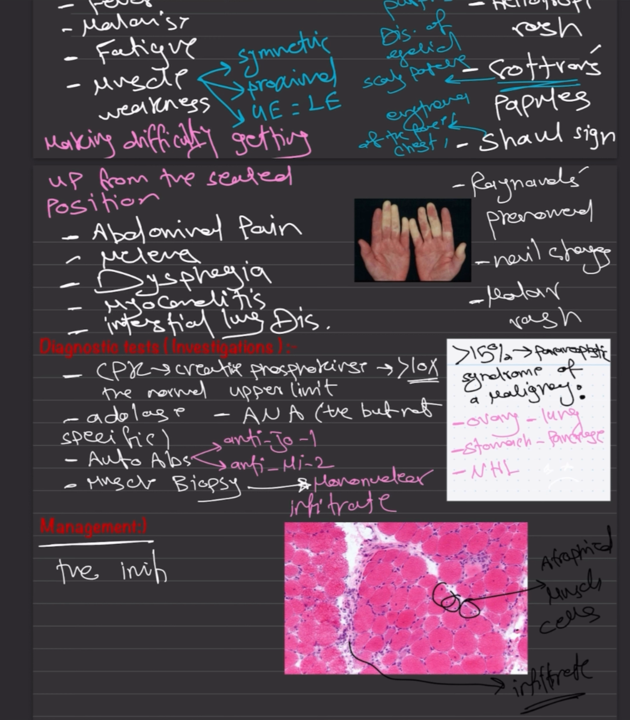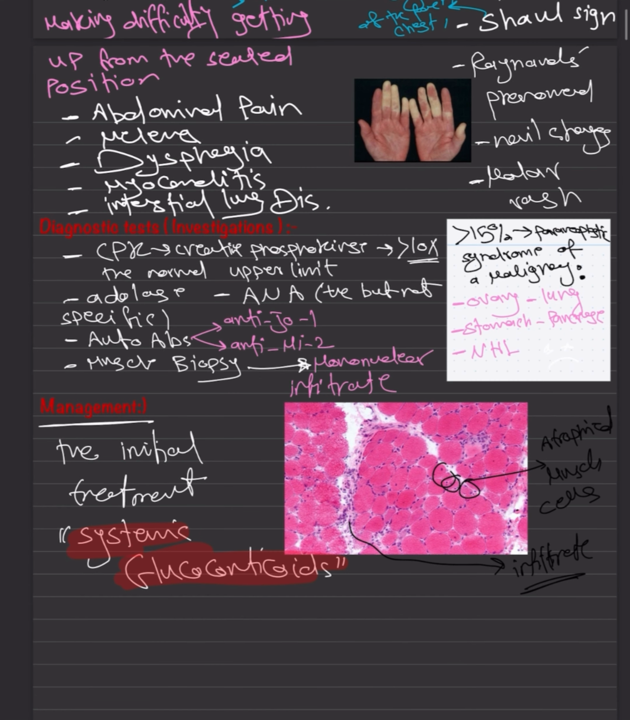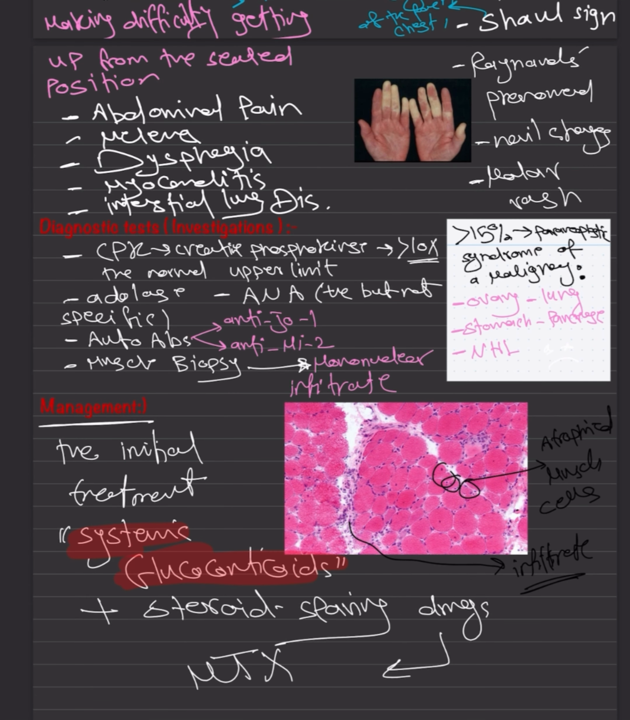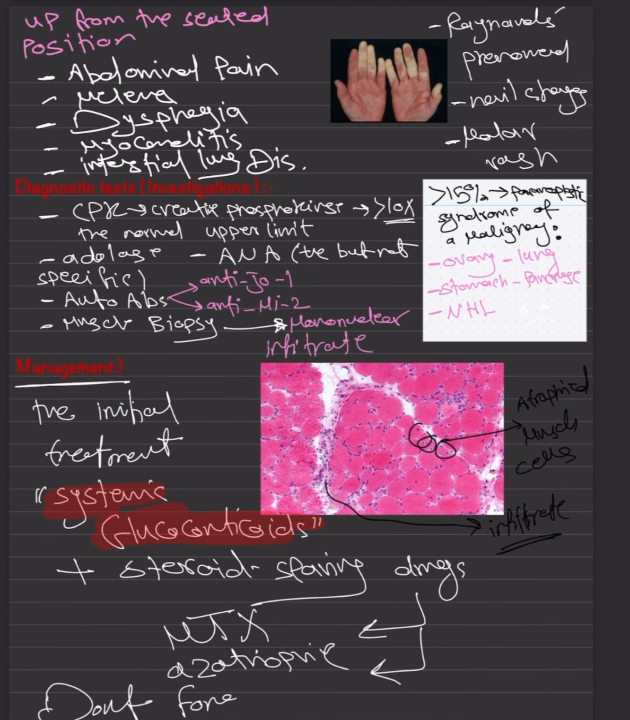So what is the management? The initial treatment is a high dose of systemic glucocorticoids in addition to steroid-sparing agents such as azathioprine or methotrexate. And don't forget to do a screening for each patient for malignancy.